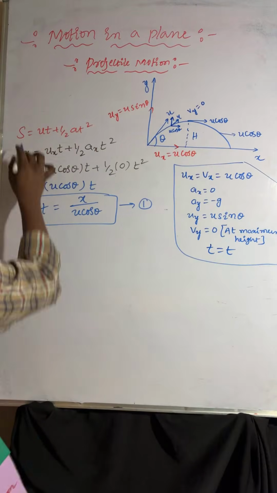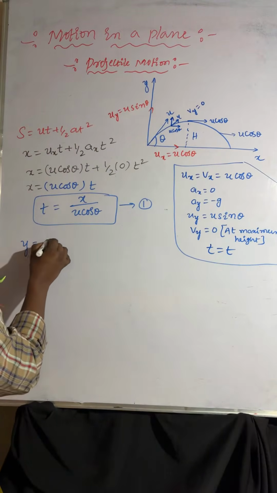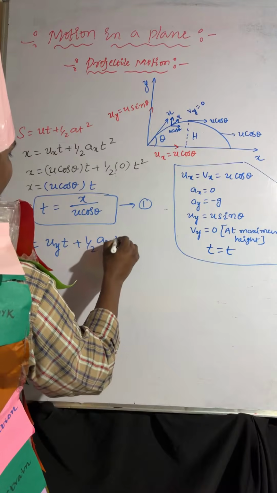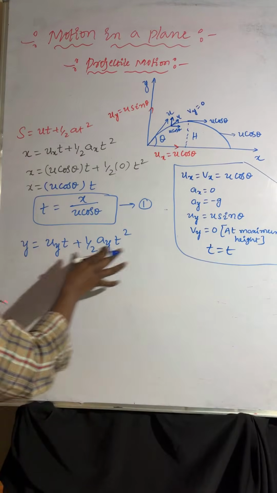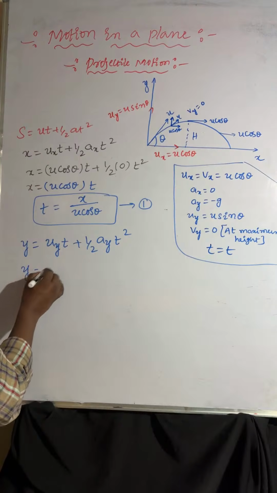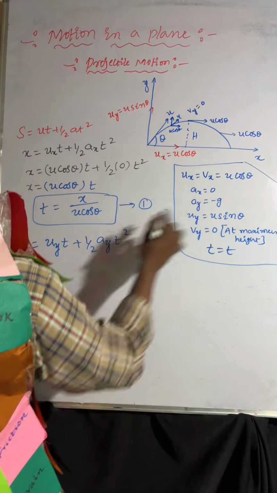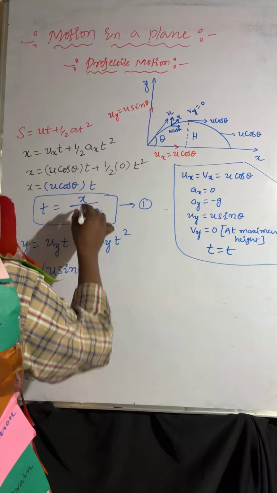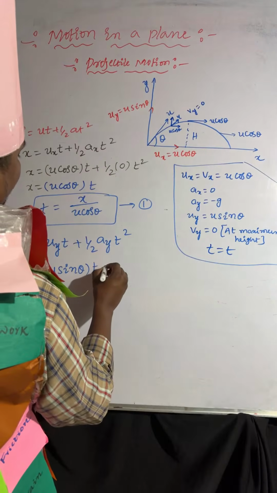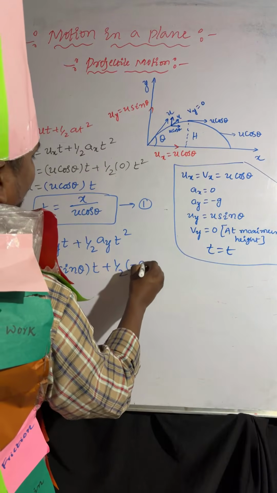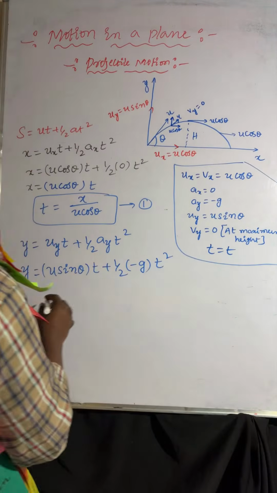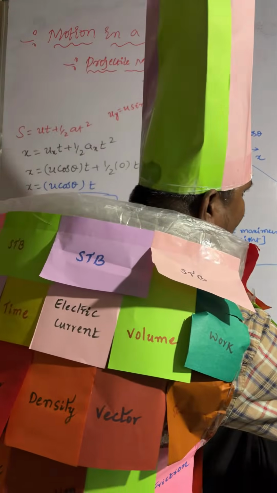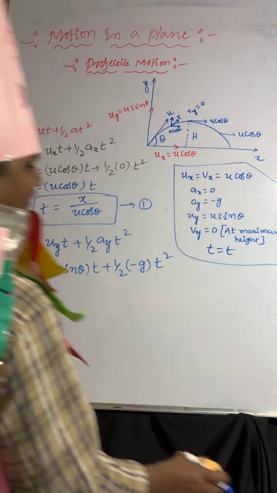Now the same way, y equal to uyt plus half into ay into t square. Substituting the values, uy equal to u sin theta into t, plus half into ay equal to minus g, into t square. Now substitute the t value in this equation.